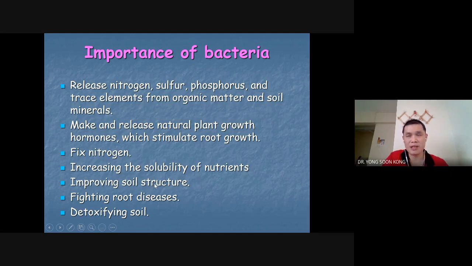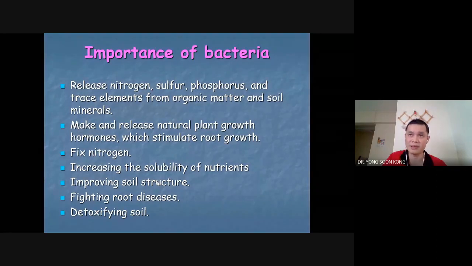I would say that maybe they improve the structure by contributing to higher organic matter, because bacteria itself is also organic matter. So it counts as increasing the organic matter, and when organic matter increases, there will also be an increase of aggregation and also lower bulk density.